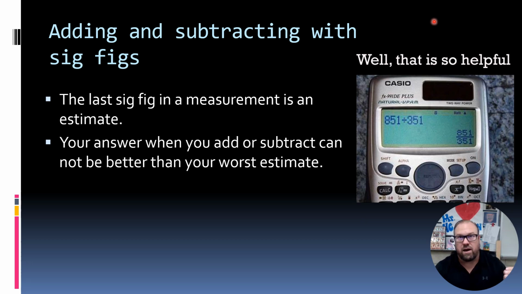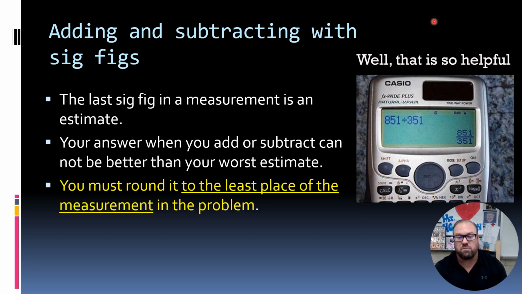So you have to round your final answer when you add or subtract in sig figs to the least place of the worst measurement. Okay, and I'll do an example for that so it makes sense. So you must round it to the least place of the measurement in the problem. No matter how many things you're adding or subtracting, if you have three numbers and you're adding them all together and it's like 5.1, 5.22, 5.333, you're going to round the overall sum to one decimal place of significance because that is the worst of your three measurements. So we'll show that here on the next slide.